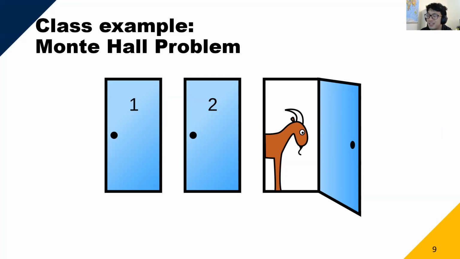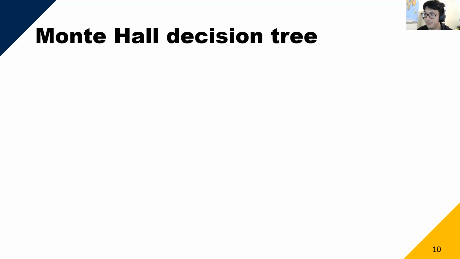We can describe this problem in a decision tree. And hopefully this will reinforce the fact that switching is actually the correct decision. So let's go ahead and draw out that example.